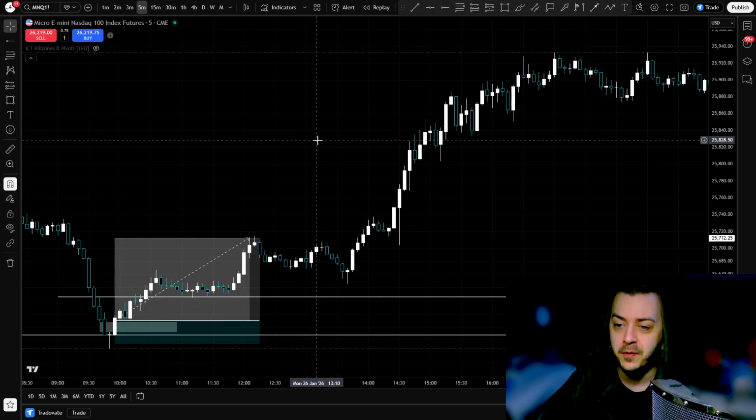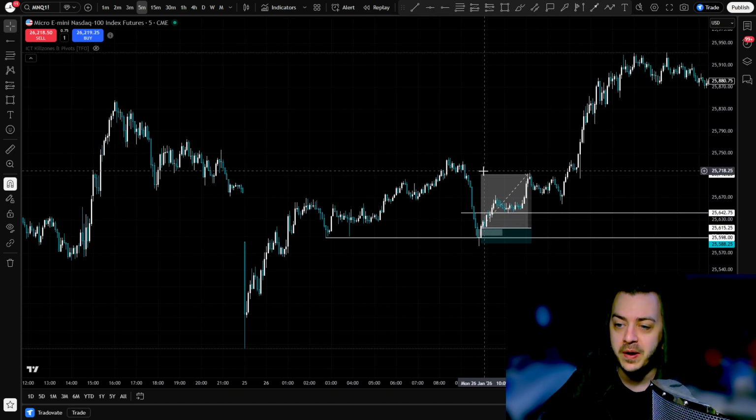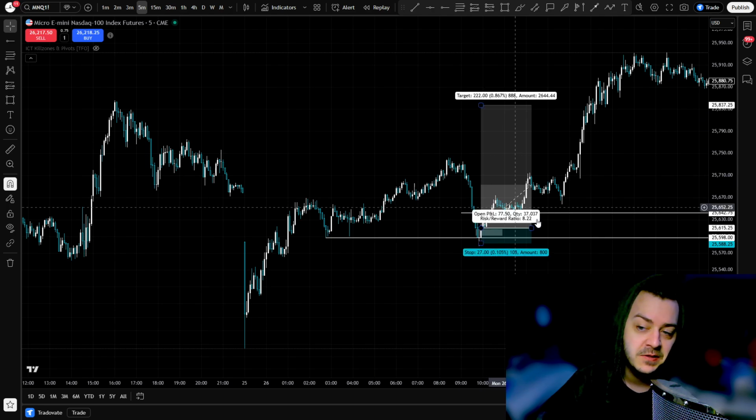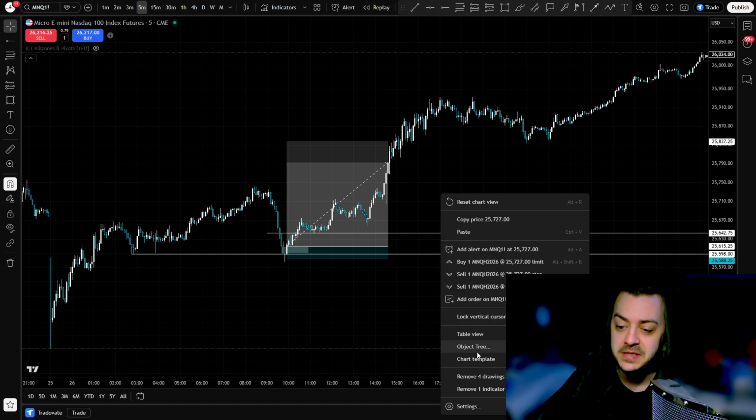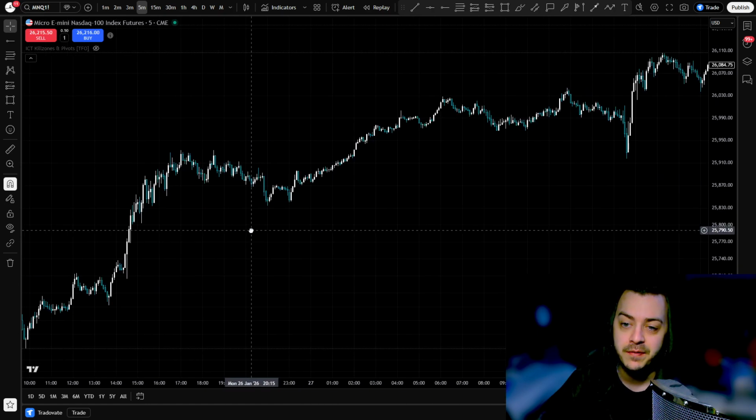And then I held my final runner through open all the way up to this high up here for about an 8-to-1. Made about $500 or $600 on this trade overall. Absolutely amazing trade, as you can see. Worked out perfectly for me.